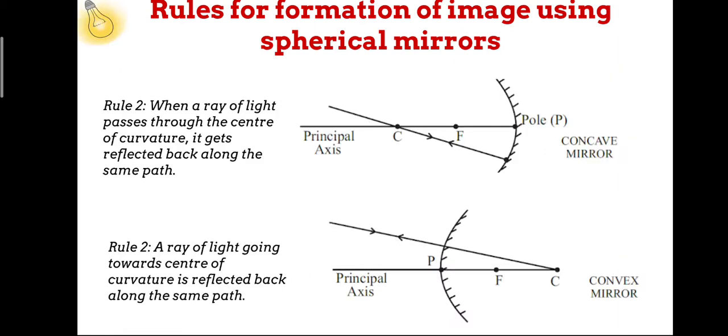Second rule: when a ray of light passes through the center of curvature, it gets reflected back along the same path, or we can say the light ray retraces its path if it passes through the center of curvature. Similarly, in case of a convex mirror, the ray of light going towards the center of curvature is reflected back along the same path.